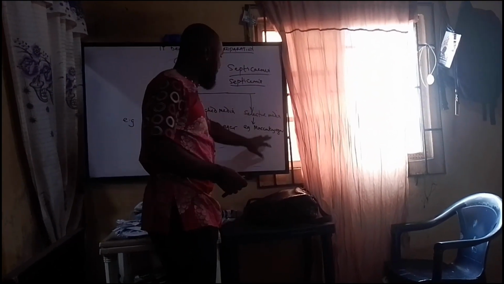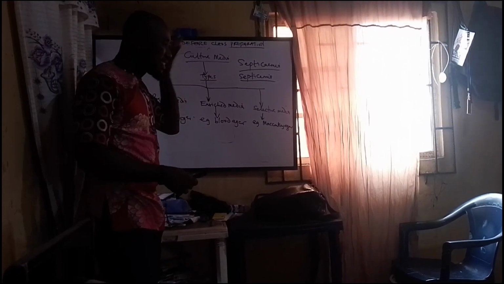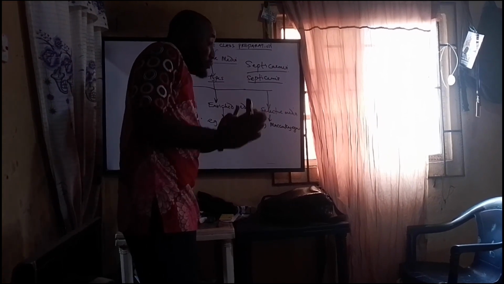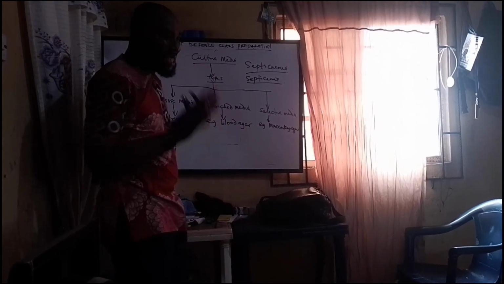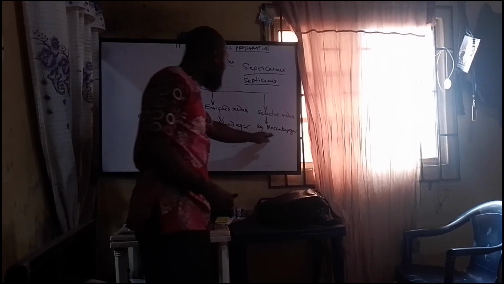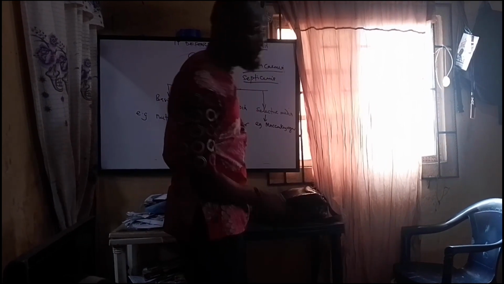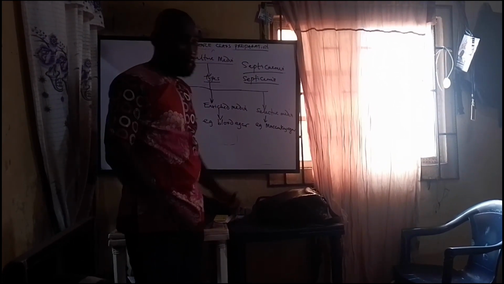Now, an example of selective media is MacConkey agar. If you look at that statement, selective media means that the agar can stop the growth of some microorganisms and allow the growth of the one that it wants to allow. That's selective media, it means that it is selective. Now, this MacConkey agar facilitates the growth of majorly gram-negative bacteria.